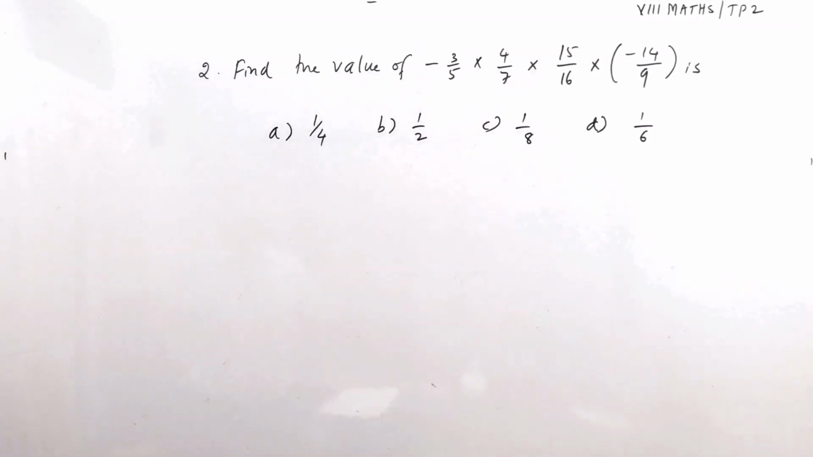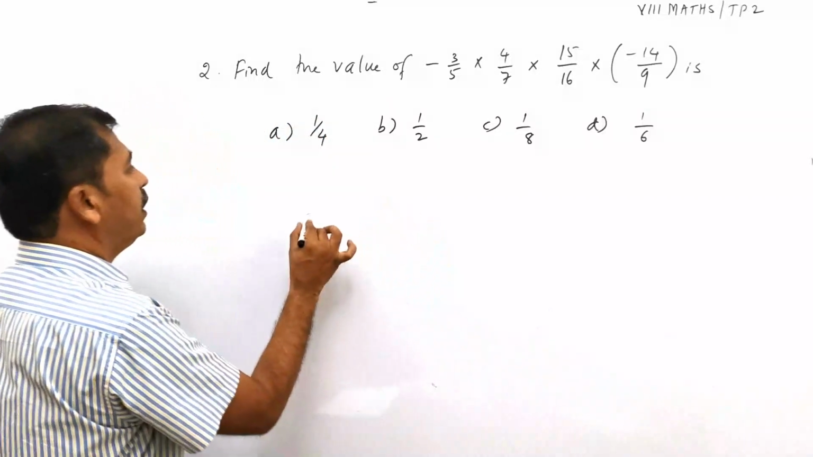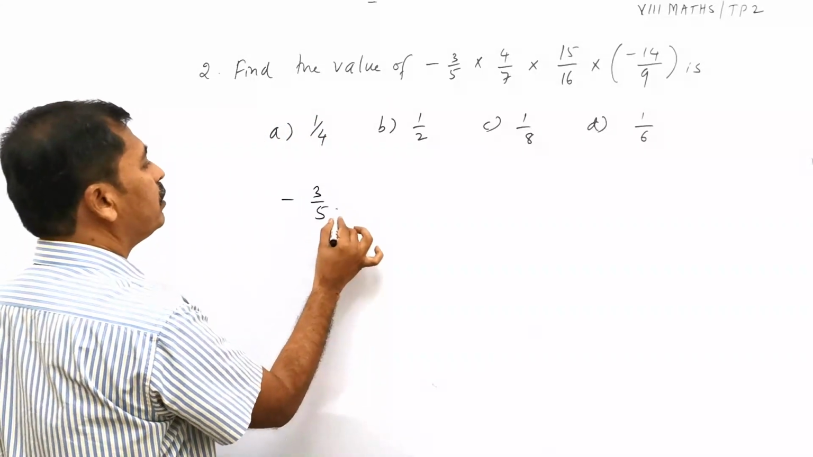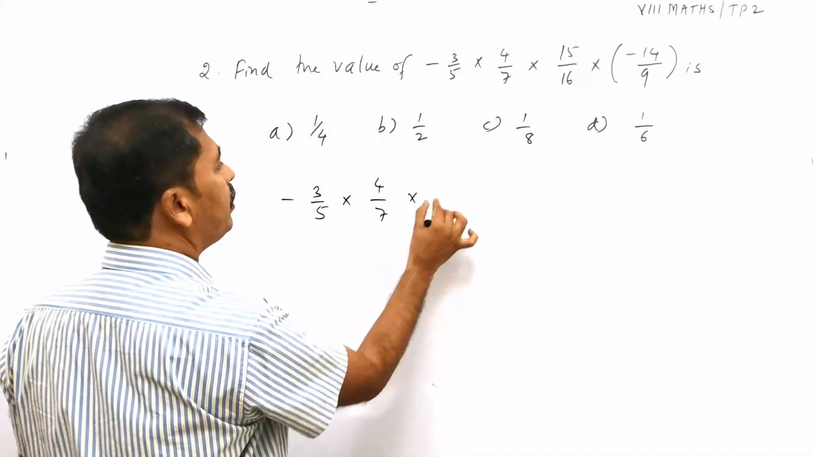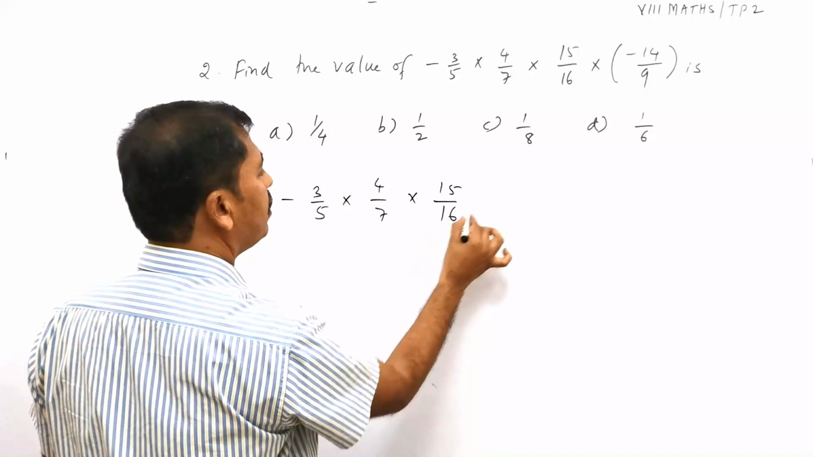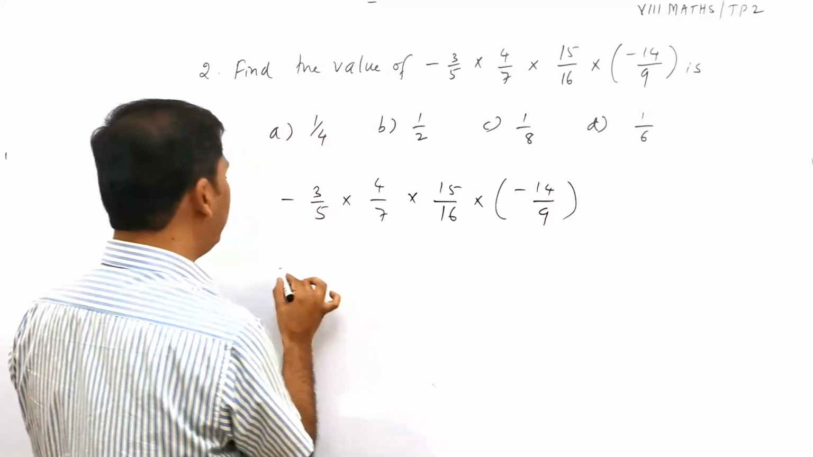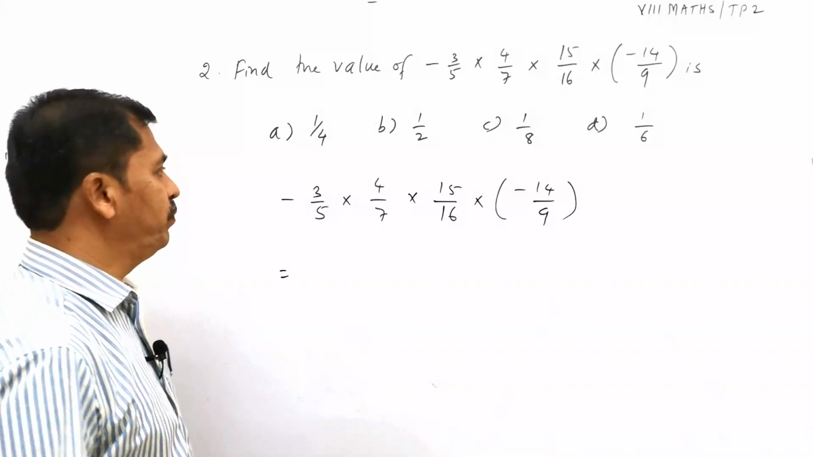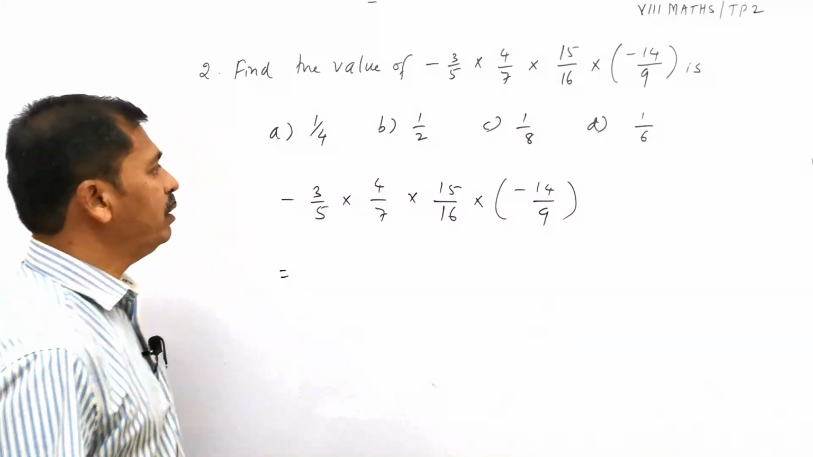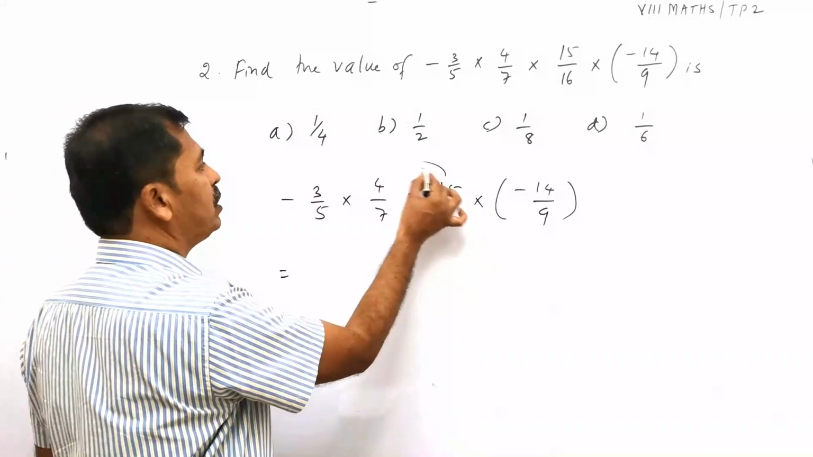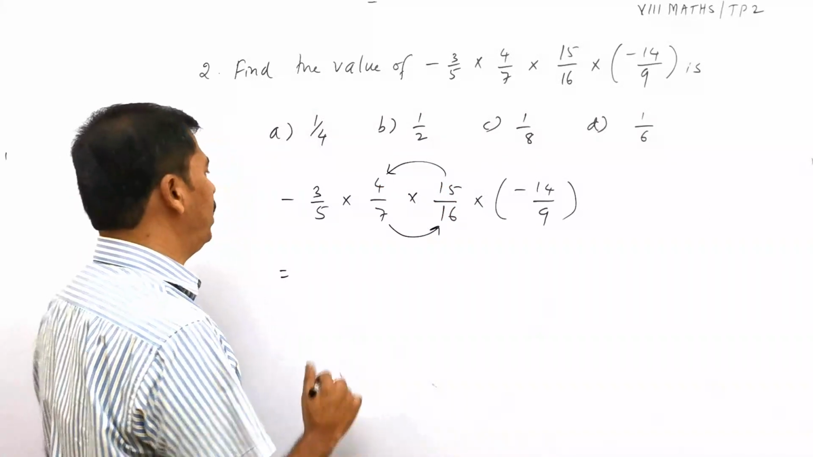See, the next question is find the value of, he has given an expression here. Let me write that expression. Minus 3 divided by 5 into 4 divided by 7, and then 15 divided by 16 is there, and lastly minus of 14 divided by 9. Here you can directly eliminate or cancel whatever the terms cancel. That is one way. Or you can exchange in this manner. You take this one to this side and this one you take to this side. Exchange, commutative property with respect to multiplication.